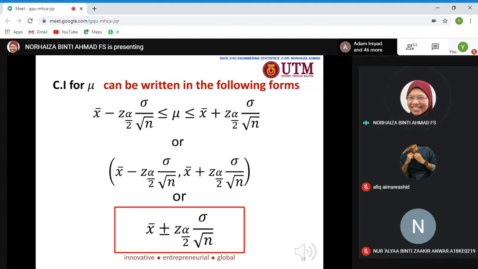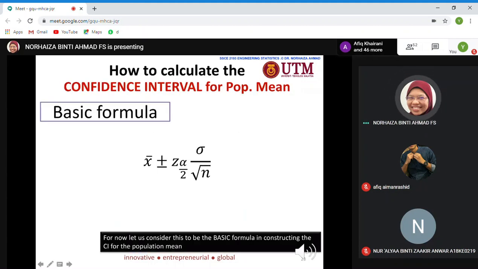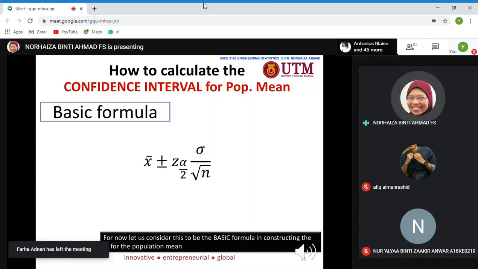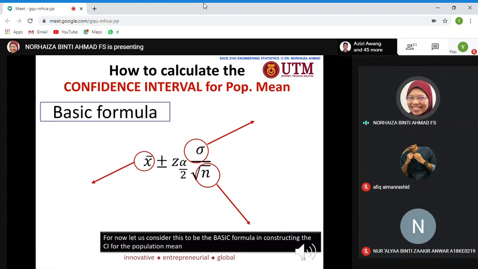So you can see here what you need to do is just plug in the values of all the elements in this basic formula. Okay, and you can see there are 4 elements here. You've got x bar, sigma, n, and z alpha over 2.